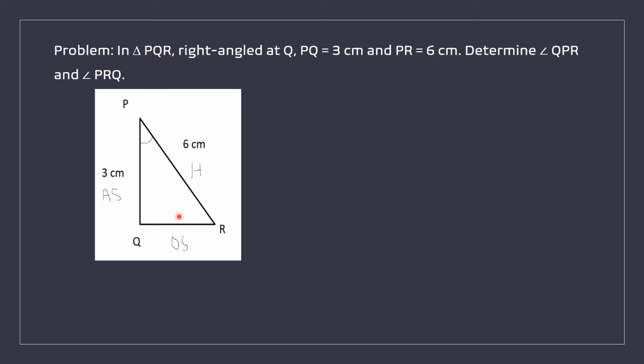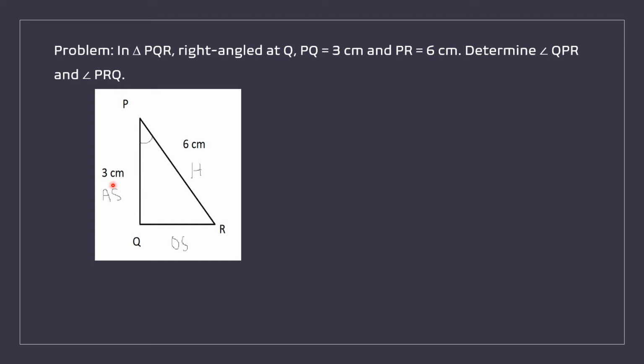How to apply the T ratios to find the angles? Let me start with angle P. First of all, I want to find angle P, nothing but angle QPR. For that, with respect to angle P, I will write the names of all the three sides. With respect to P, PR is the hypotenuse, no doubt, the longest side or side opposite to Q. Now with respect to P, QR is the opposite side and PQ is the adjacent side.